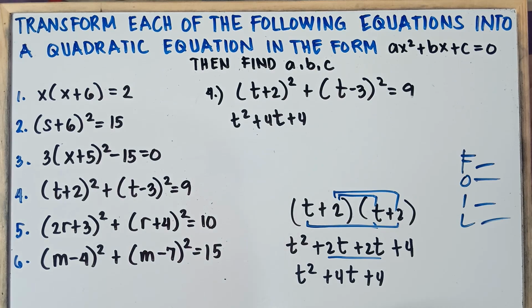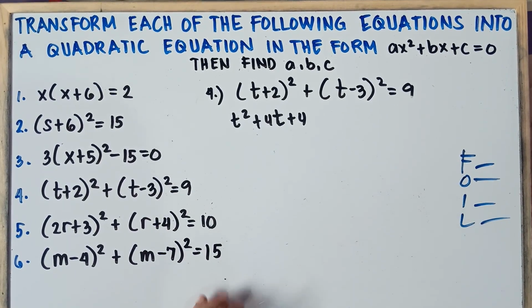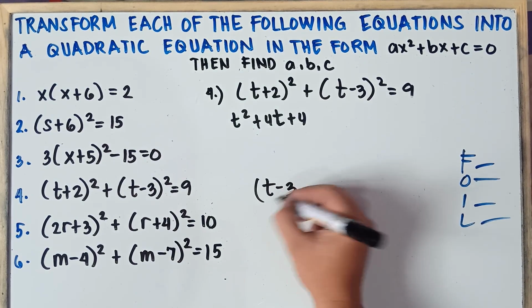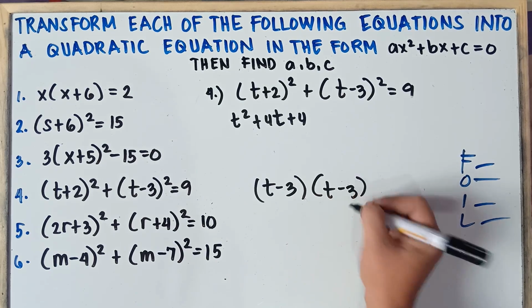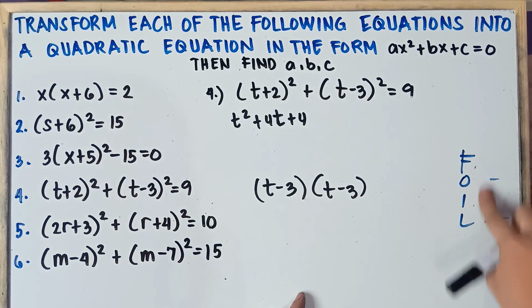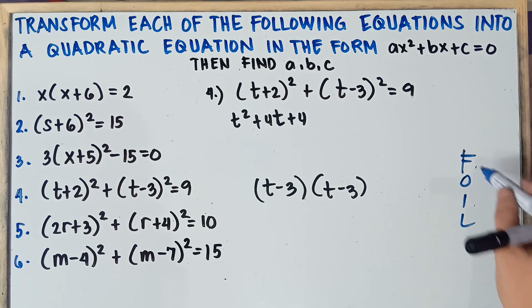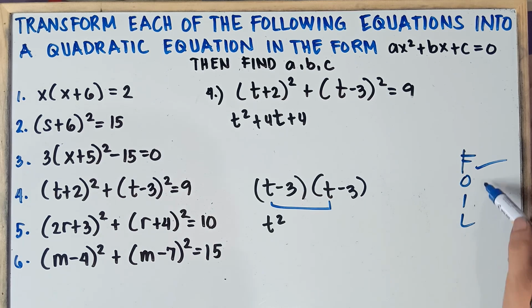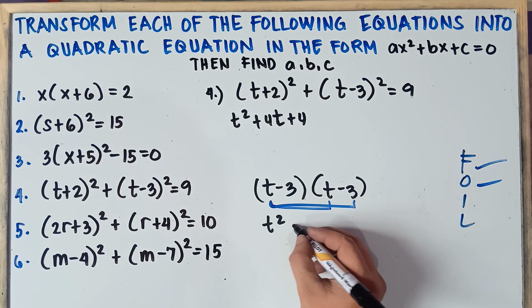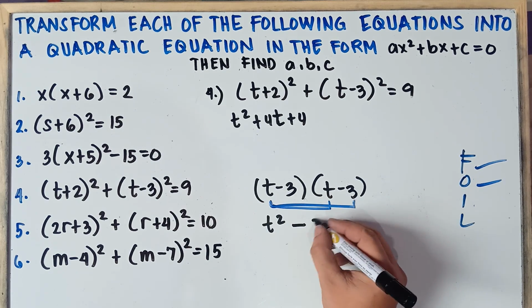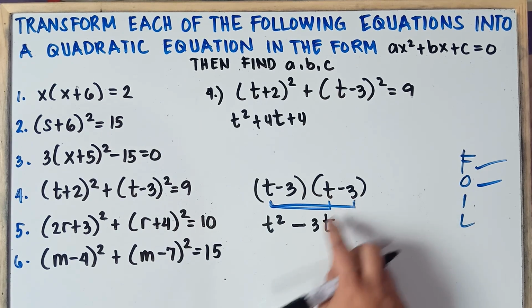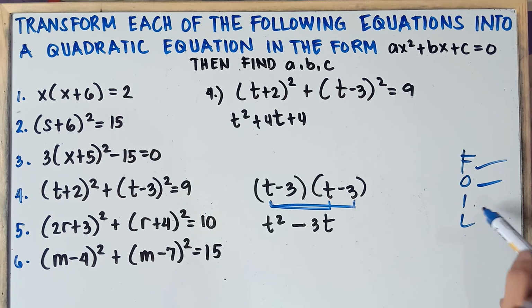Alright, so let's simplify this one. t minus 3 squared means t minus 3 times t minus 3. And then simply use the FOIL method. So first, t times t, that's t squared. Outer, t times negative 3. Positive times negative is negative. t times 3 is 3t, so t times negative 3 is negative 3t.